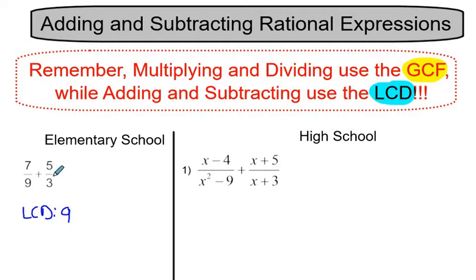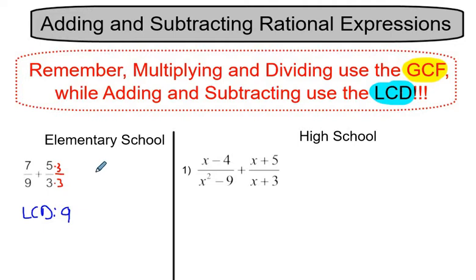So what I need to do now is turn this into an expression that has a denominator of 9. I do that by multiplying this by 3. Basically, what is it missing to become 9? 9 is 3 times 3, so this one's missing a 3. And then I multiply this numerator also by 3 because of the identity property. When I multiply by 3 over 3, I'm really just multiplying by 1, which does nothing to the numerical value.